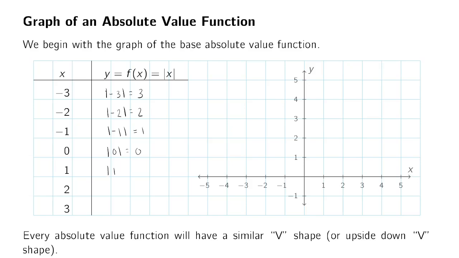When x is 1, f of x is the absolute value of 1, which is 1. When x is 2, f of x is the absolute value of 2, which is 2. When x is 3, f of x is the absolute value of 3, which is 3. So all of these are going to be pairs on the graph: (-3, 3), (-2, 2), (-1, 1), (0, 0). And then we have (1, 1), (2, 2), (3, 3).